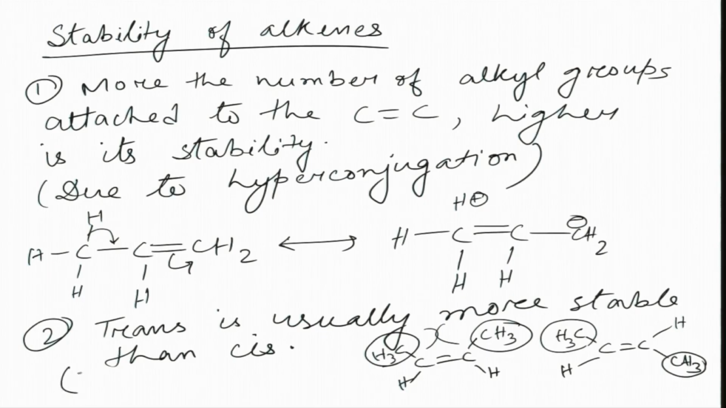So, trans is usually more stable than cis due to lower steric hindrance.